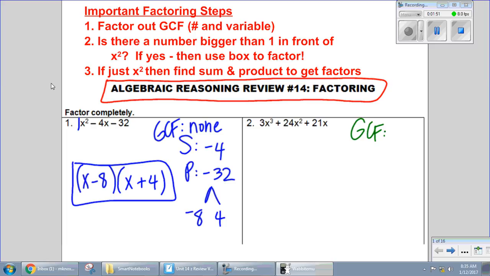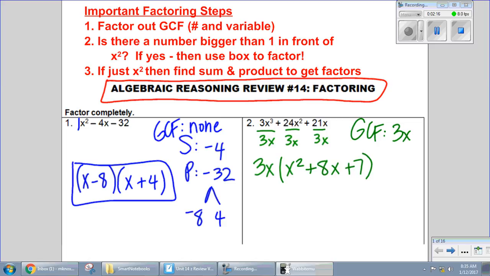And I do. These numbers are all divisible by 3, and they all have an x next to them. So my GCF is 3x. I'm going to come in and divide everything by 3x. So this becomes x squared plus 8x plus 7.